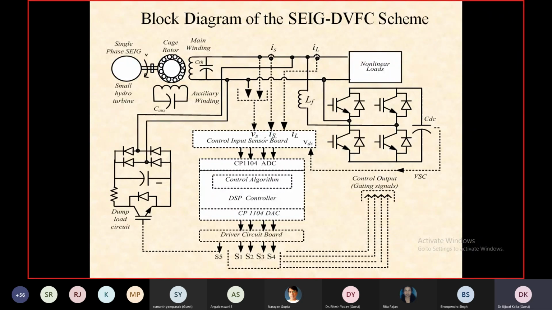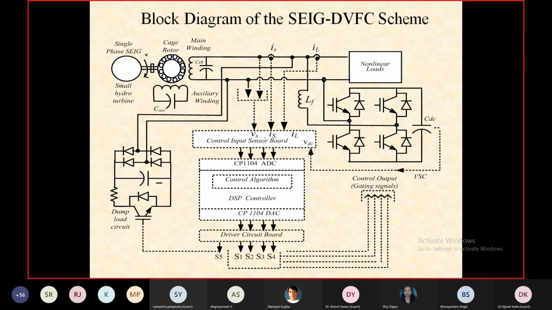And this converter can also be used for the system frequency control, for active power balance. But those two objectives are not part of this current scheme, whatever is shown here. Because for the system frequency control and power balance, we are using here the dump load circuit. That is another loop.